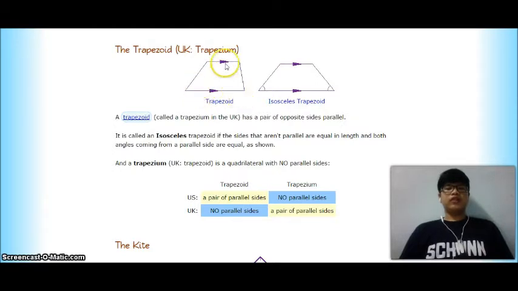with different angles from each side. I mean each corner. For the isosceles trapezoid, the base angles are the same, and the sides are parallel to each other, except for this one and this one.